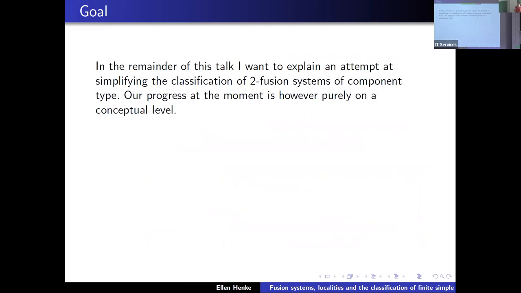Okay, but what I mainly want to talk about today is an attempt at basically revising the revision project by Michael Aschbacher. So I want to simplify the classification of fusion systems of component type by using some new concepts. I should say that we are not actually yet at the stage where we have proved classification theorems using our new framework, but the progress is at the moment purely on a conceptual level.